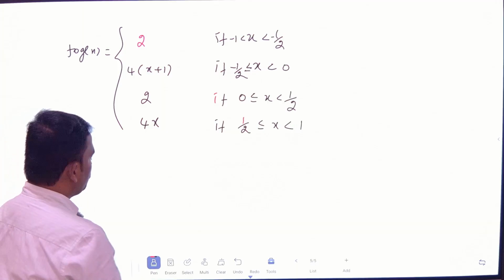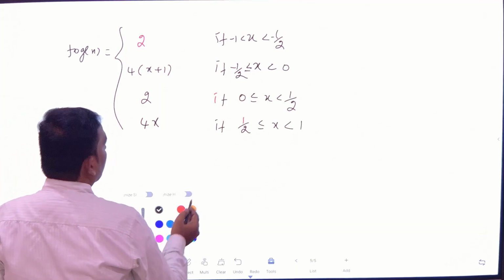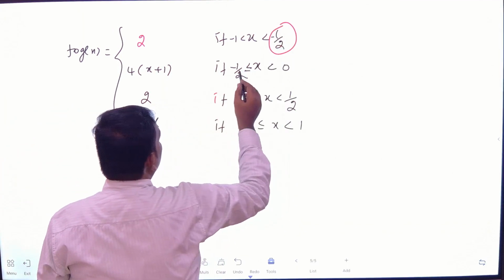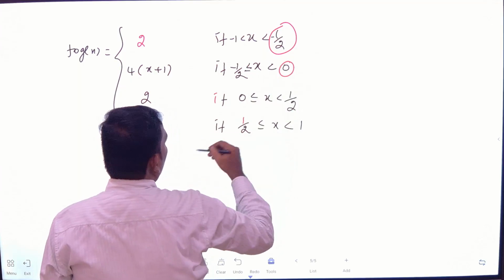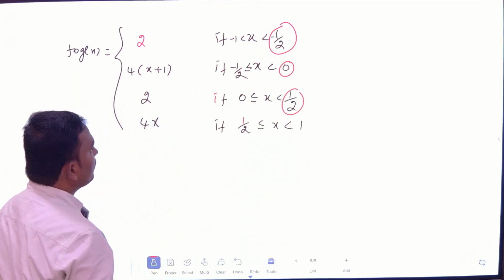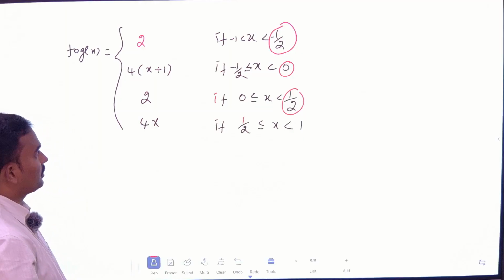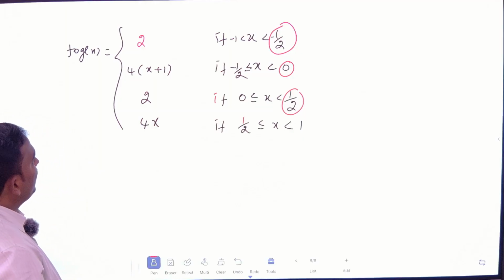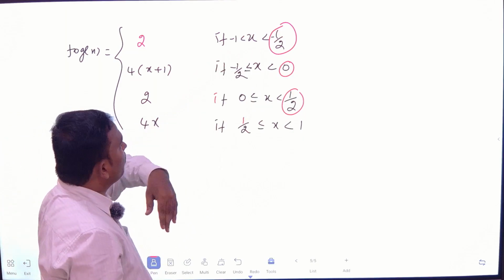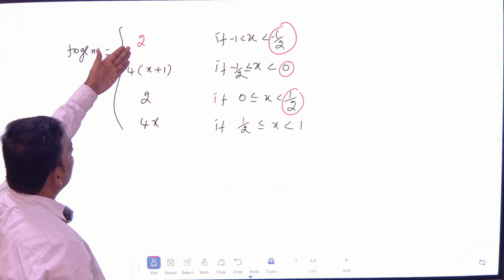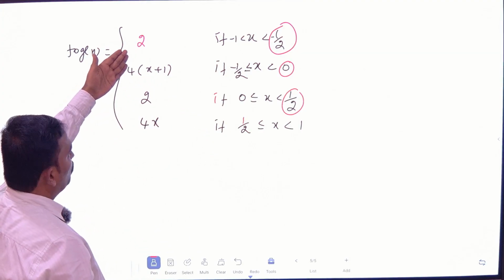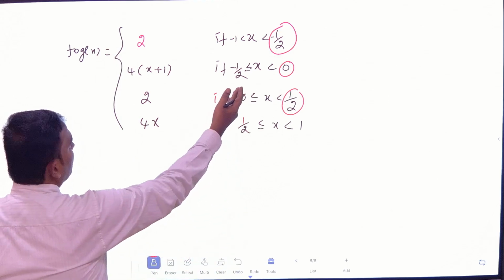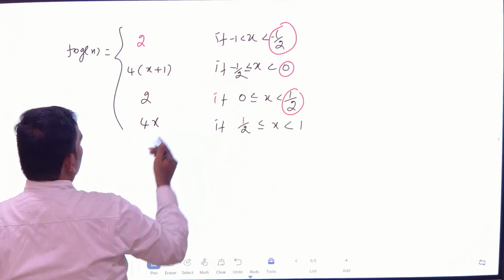Understood? So you have to check these points, right? You can see minus 1 by 2, 0, and plus 1 by 2. You have to check the continuity, right? If I take minus 1 by 2, the left limit will be 2. But if you take the right limit, what is that?